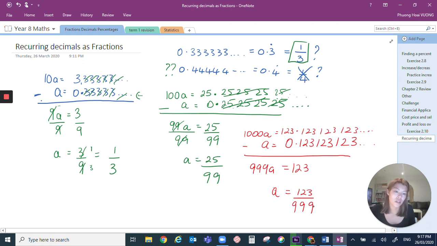I know there seems to be a pattern here of lots of nines, but sometimes the denominator doesn't equal a 9 just like this. So be very, very careful. So that's how you do recurring decimals.